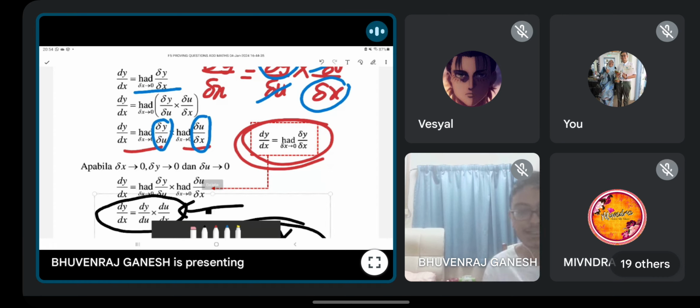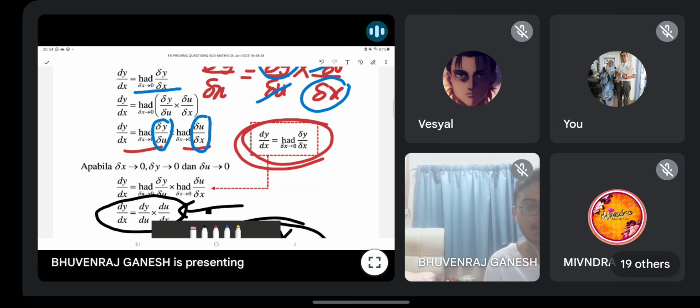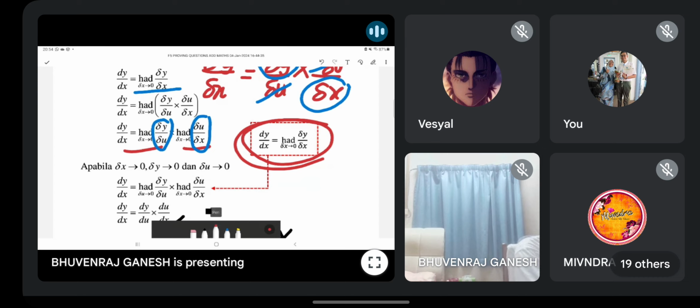Can you all see it? Can you guys get it? This formula, boleh faham yang ni? It's exactly the same only. They just change this delta y over delta u to dy du, and this delta u over delta x to du dx.